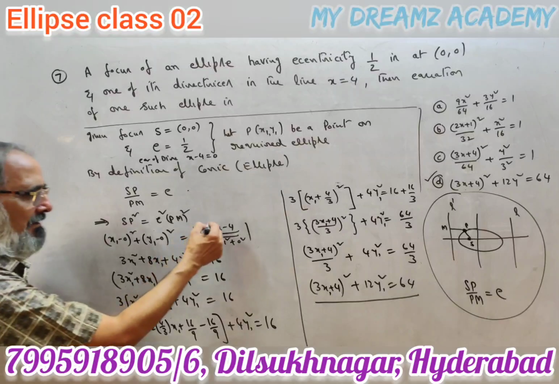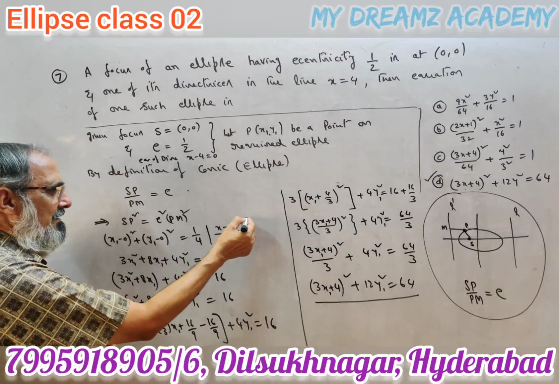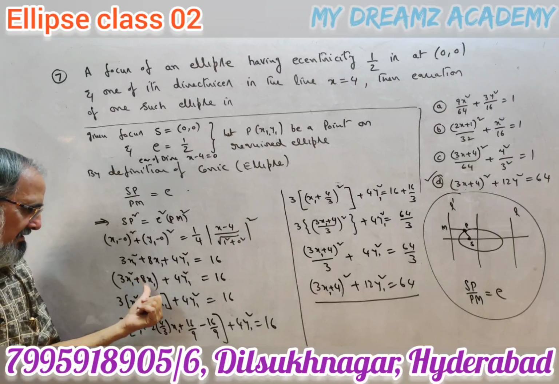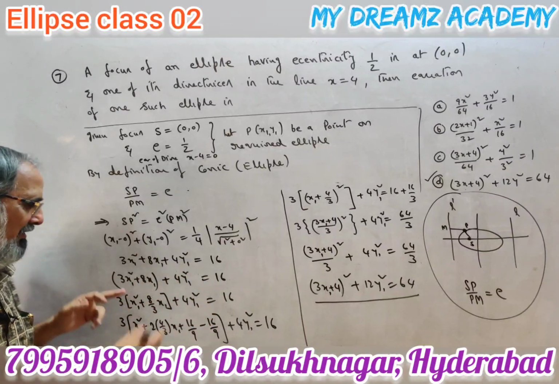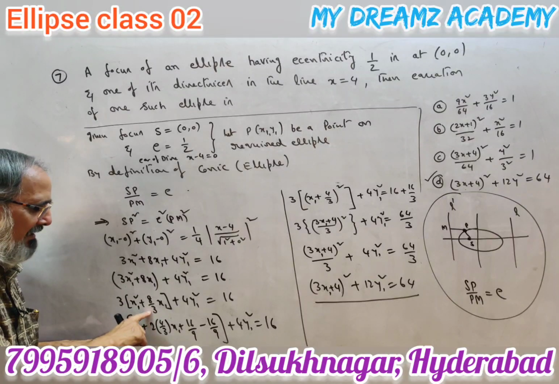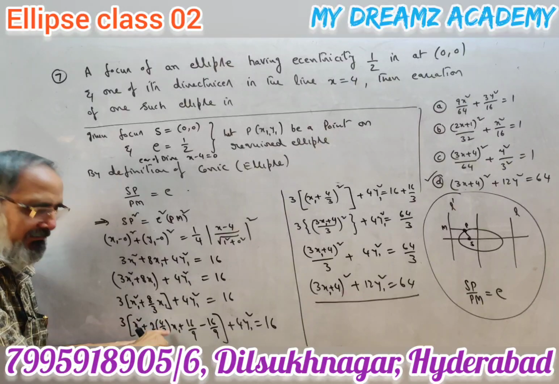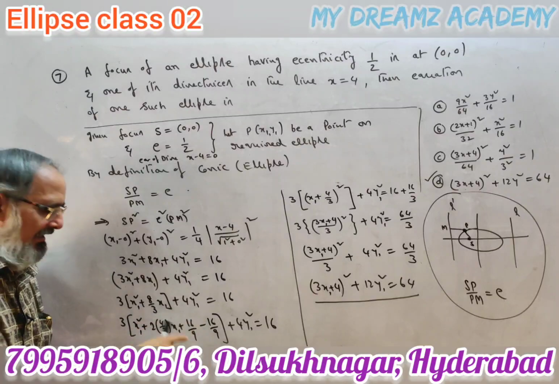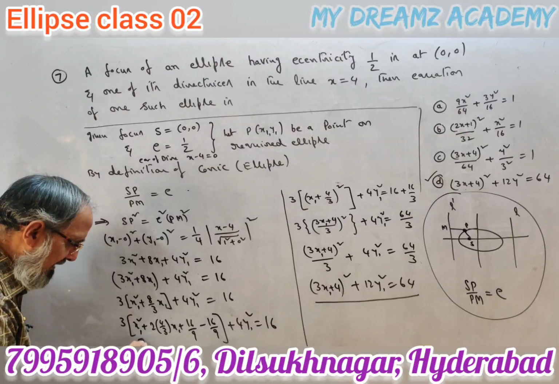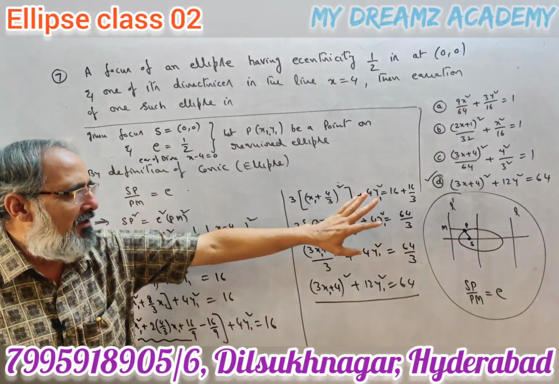3x1 square plus 8x1 plus 4y1 square equal to 16, by squaring on both sides. By simplification you are getting 3x1 square plus 8x1 plus 4y1 square equal to 16. You have to standardize it. Take the 3 common, and it can be manipulated into a perfect square: add and subtract the square of 4 by 3, so 16 by 9 minus 16 by 9.